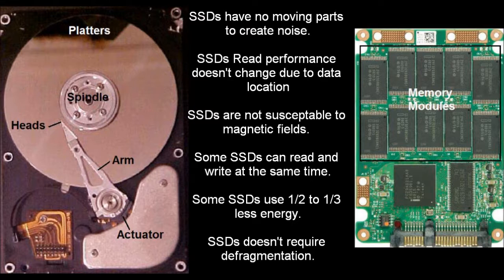They're immune to them. You get a magnet near a hard drive and watch what it does. Now, some of these solid state drives can read and write at the same time. Hard drives, well, you can't hardly do that, because even though they've got multiple heads on multiple platters, they're all attached to the same arm. So you can't actually read and write at the same time on a hard drive.